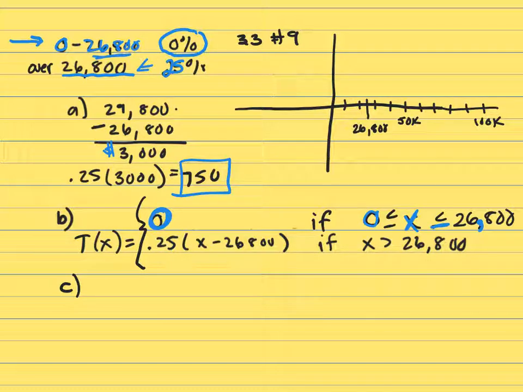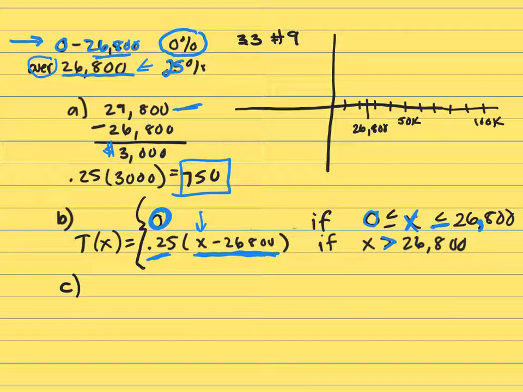Now, what is your other piece? Your other piece is when you pay 25% on anything over 26,800. So this finds the difference, just like up here, where I took 29,800 and subtracted the 26,800. This is how much is above 26,800, and then you multiply that by 0.25. When do you do that? You do that whenever your dollar amount is over 26,800. So this is your condition: X is greater than 26,800.